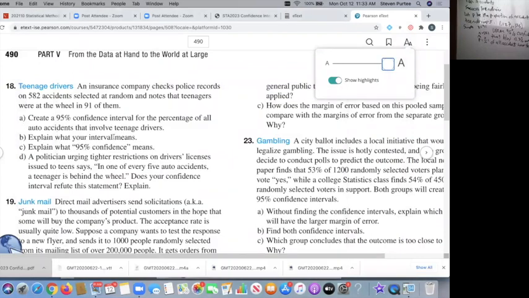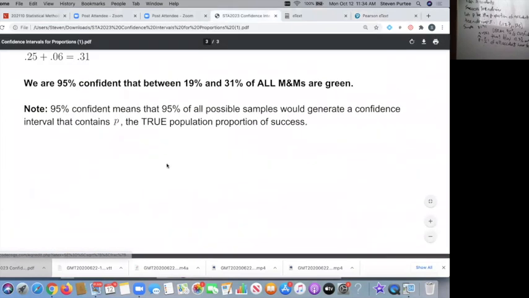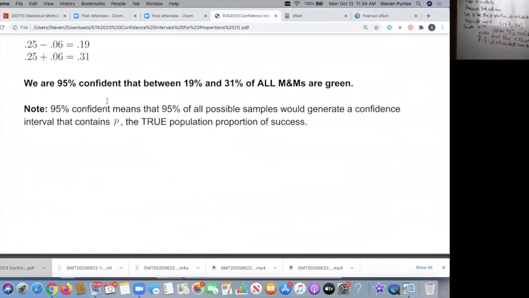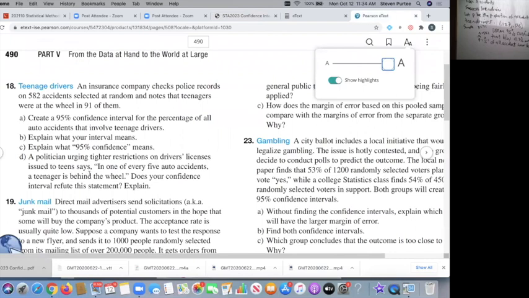So we've explained what the interval means. Like I've done part A and B. 95% confidence means 95% of all possible samples contain the true population proportion of success. That is this statement right here. I don't like to ask that on a test, but if you have a homework question that asks, explain what 95% confident means, it's literally this sentence. And then there's this question.